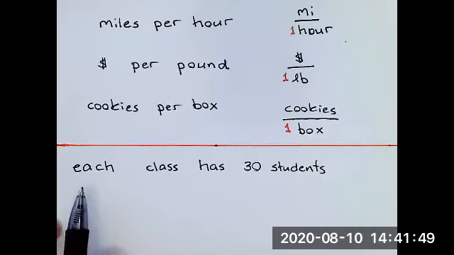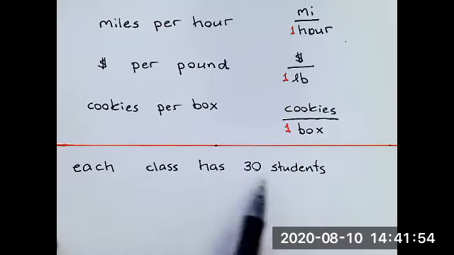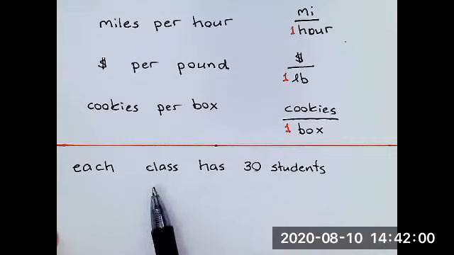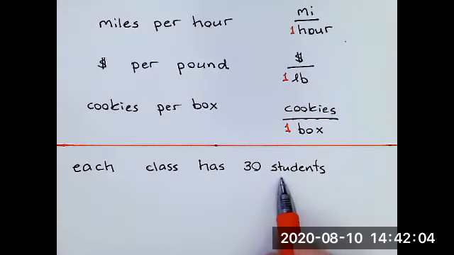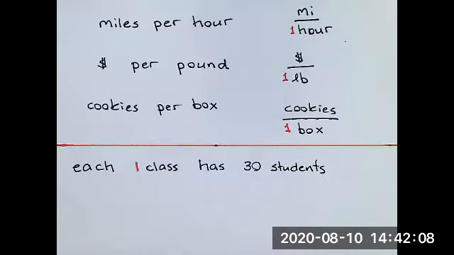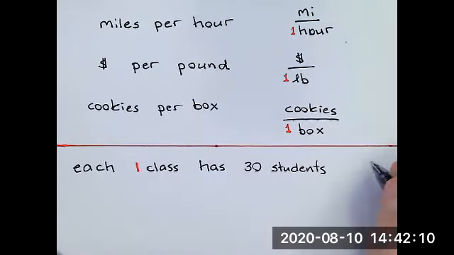Each is another rate word. Each class has 30 students, so this rate relates the number of students to the number of classes. You'll notice students is plural, but you have 1 class. So this is 30 students per class.